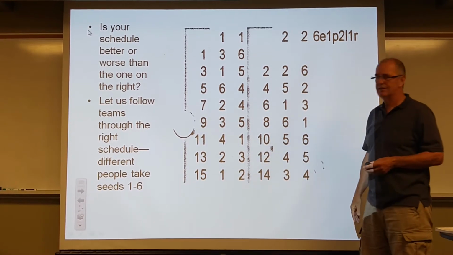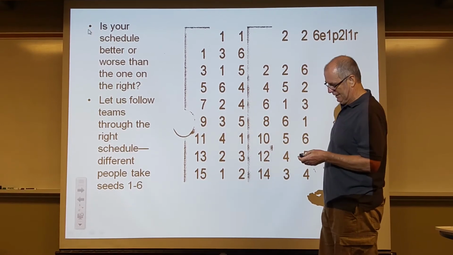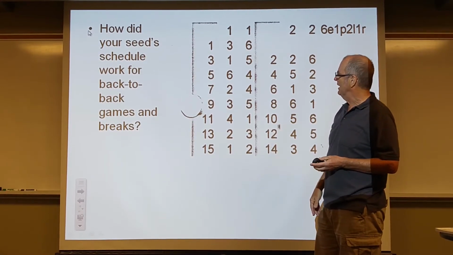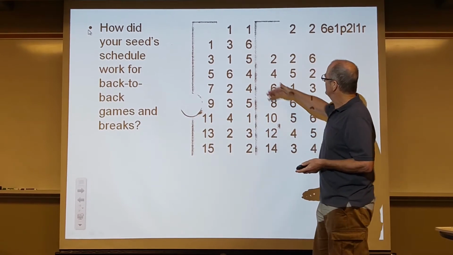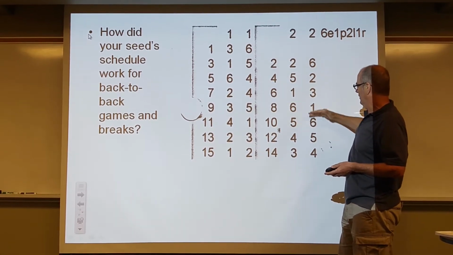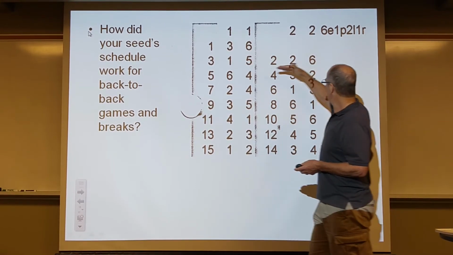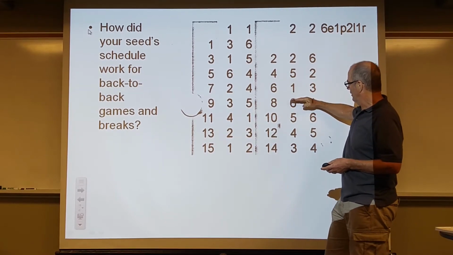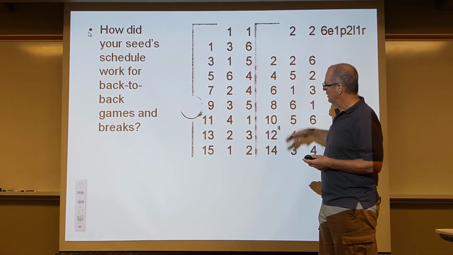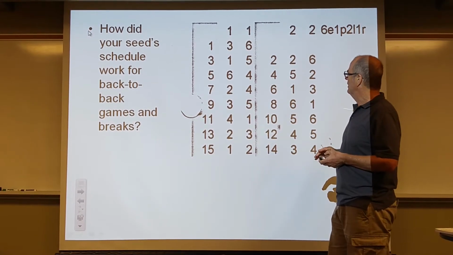So let's take a look to compare the schedule that you just prepared with this one, and we'll follow through the different seeds. In terms of back-to-back games and breaks, let's take a team, let's take three. So three plays, and they're off, they play again, they're off, they play again. Pretty nice schedule. One, they play, they're off, they play, they're off, they play, they're off, they play. So pretty good schedule. And if you work your way through all these different variations for all the different teams, you'll find that the back-to-backs are pretty good.